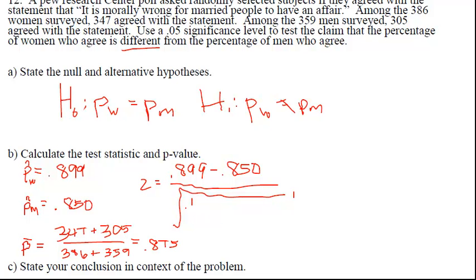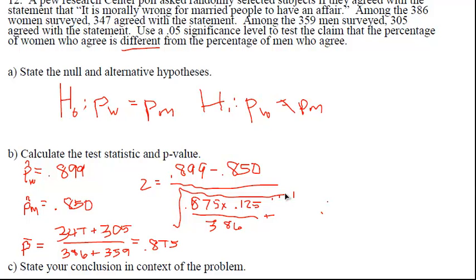Oh, it's not working. Come on. 0.875. Come on. 0.875. There we go. This is going to be a little messy. Times 1 minus 0.875. So that would be 0.125. And then I divide by my first sample size, so 386. And then I'm going to need to extend this further. This is not working good today.